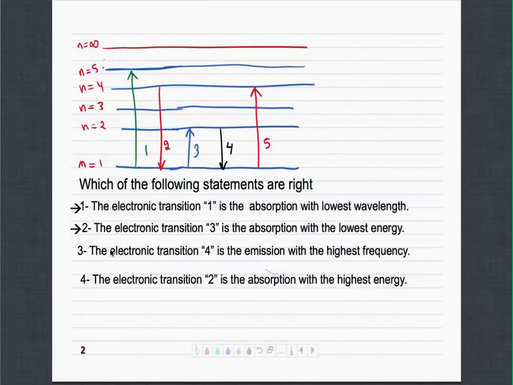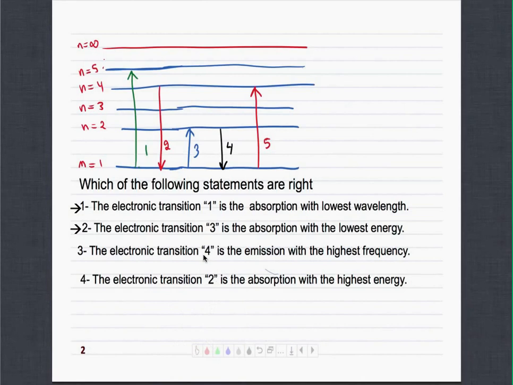The electronic transition 4 is the emission. Yes, it is emission. We're going from a higher energy level to a lower one with the highest frequency. So I have to compare all the emissions together. I have 2 as emission, which is the red arrow, and 4 as emission. Yet the one with the highest energy is 2. That means energy and frequency are proportional. So no, number 4 is not the emission with the highest frequency. It doesn't correspond to the highest energy emission in this graph.